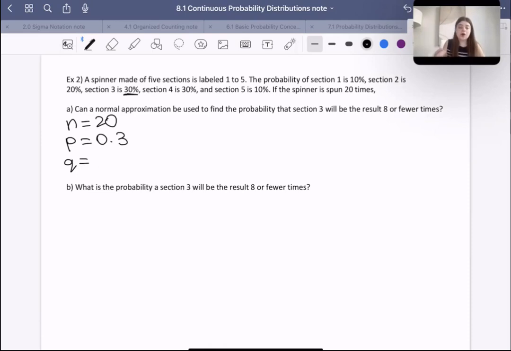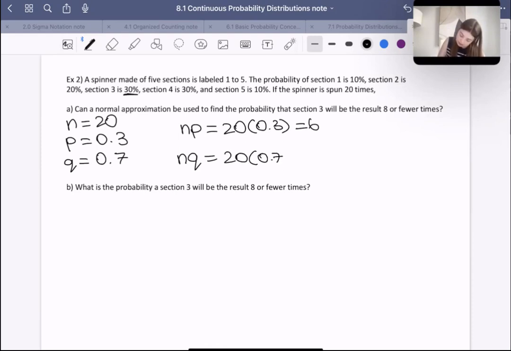And now the probability of a failure would just be the opposite, so everything that is not a success. That would be the other 0.7. 1 minus 0.3 gives us 0.7. Now we need to calculate np and nq and figure out the answer. So what's n times p? That's 20 times 0.3, which is 6. And what's 20 times 0.7? That is going to be 14.